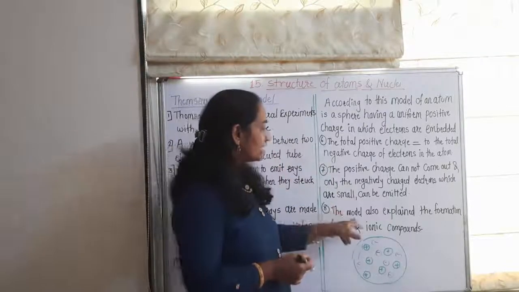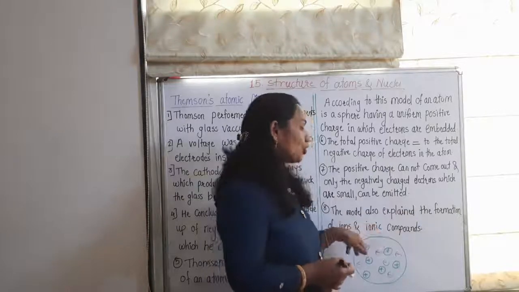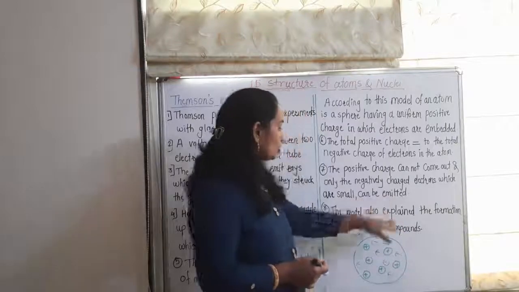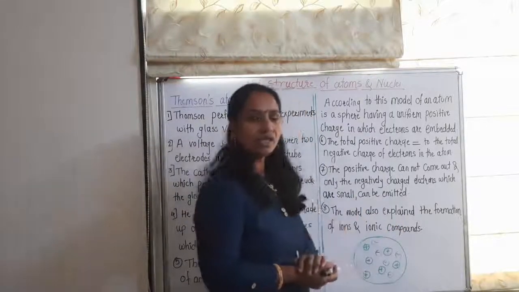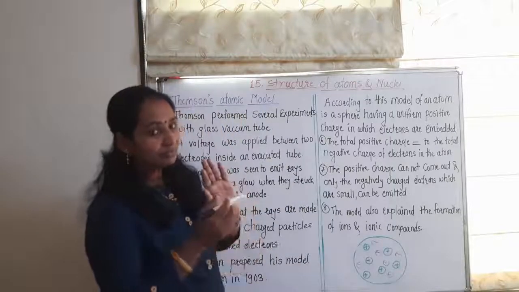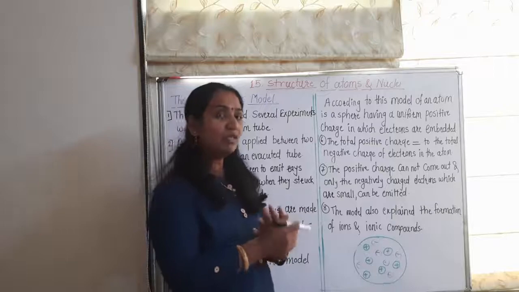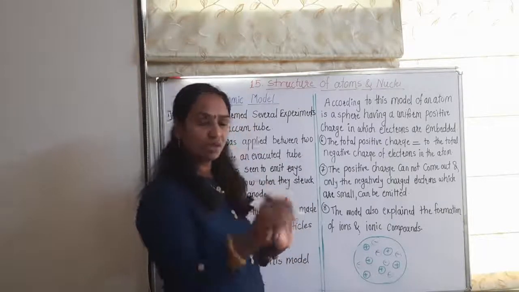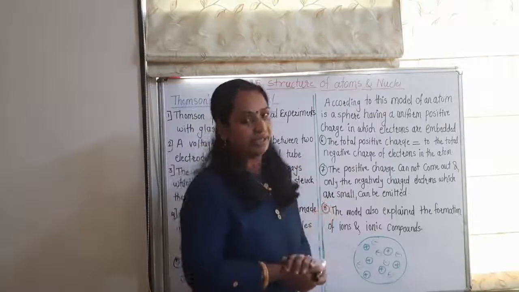Using this model, Thomson explained the formation of ions and ionic compounds. According to Thomson, the atom is made up of a sphere having a uniform positive charge, and electrons are embedded in it.